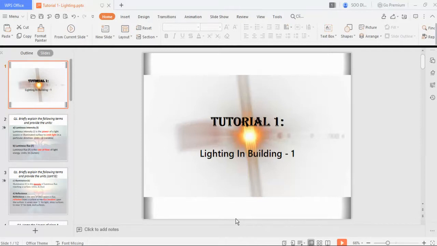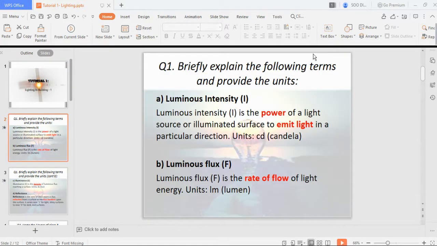Okay, hi guys. So this is your tutorial 1 briefing. So I'll brief you through the answer. So question 1 and question 2 is theory question. So this sort of answer all can be found in your lecture slides. But nevertheless, I will just briefly go through with it.